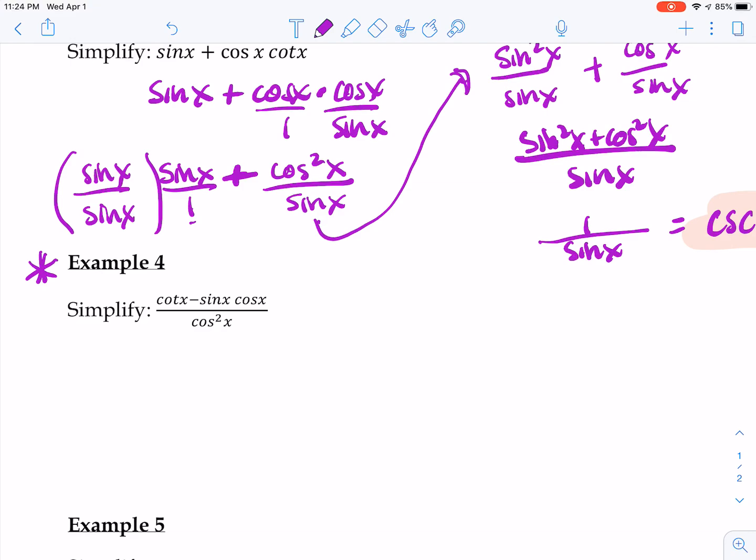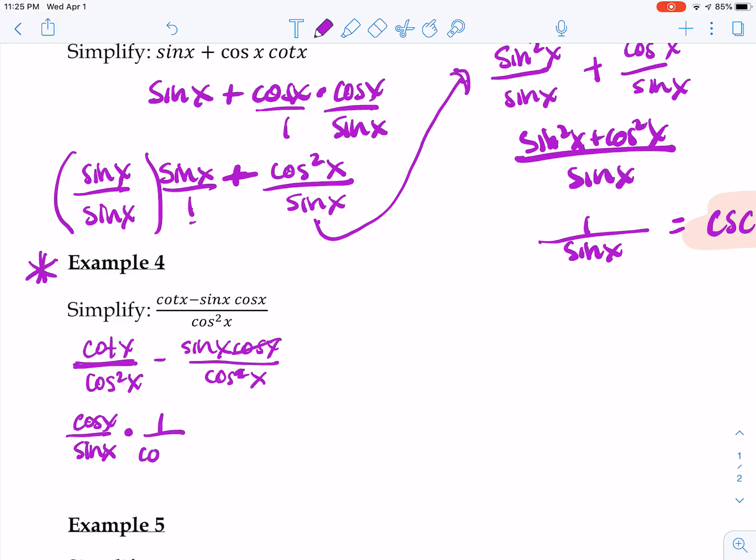I think I'm going to split it up. Since I have a minus sign on top, I'm going to write each part of the numerator over the denominator. So that would be cotangent x over cosine squared x minus sine x cosine x over cosine squared x. Okay, now I'm going to think what can happen. Well, here on this side, I see that this cosine and this one can cancel. But here I need to rework that cotangent. Cotangent is cosine x over sine x. And when you divide, that's the same as multiplying by the reciprocal.